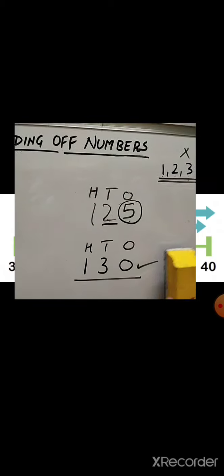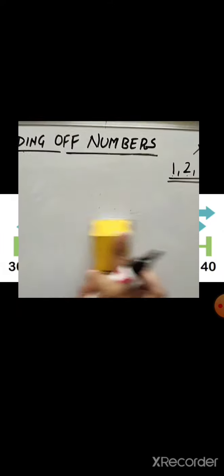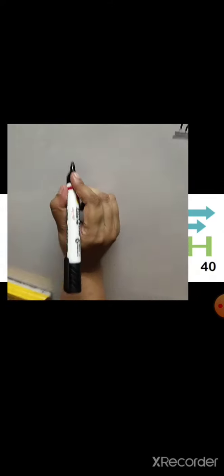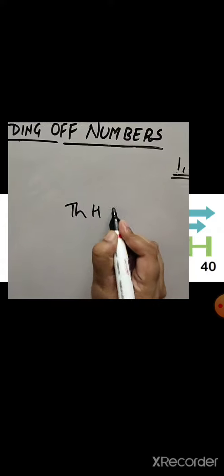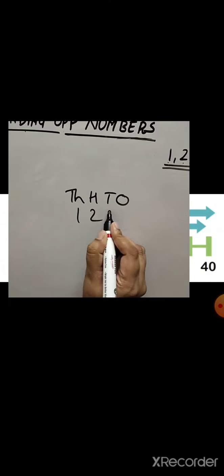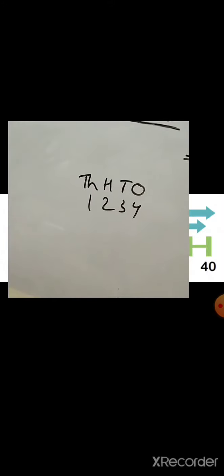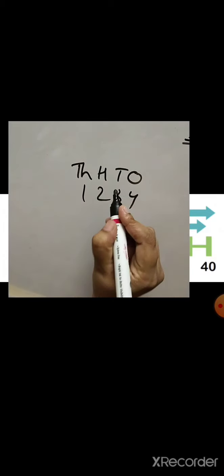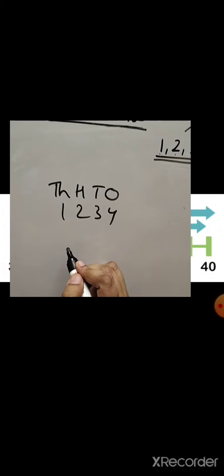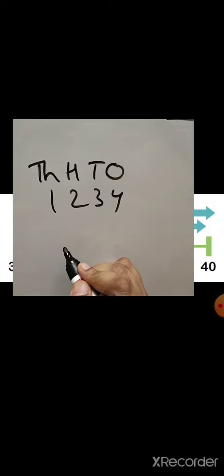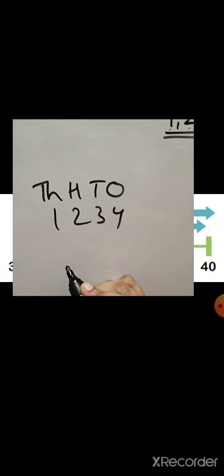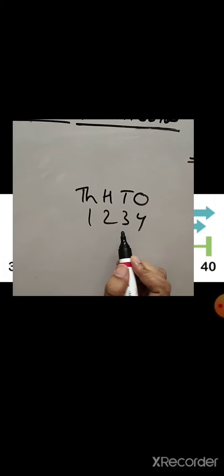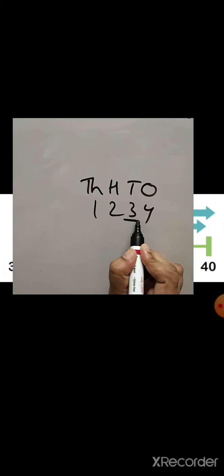Now let us take a 4-digit number. Say 1, 2, 3, 4. Just a random number. Again, what we are doing? We are doing rounding off to nearest 10. This is the most important part. What we are doing? Rounding off to nearest 100, 1000 or tens. We are doing to tens.